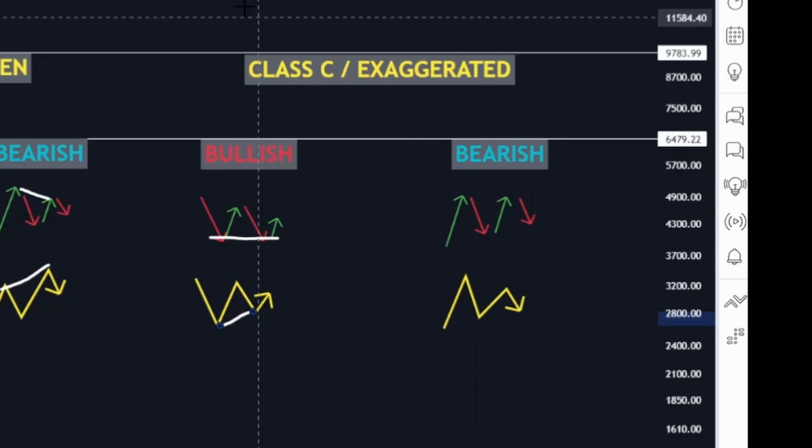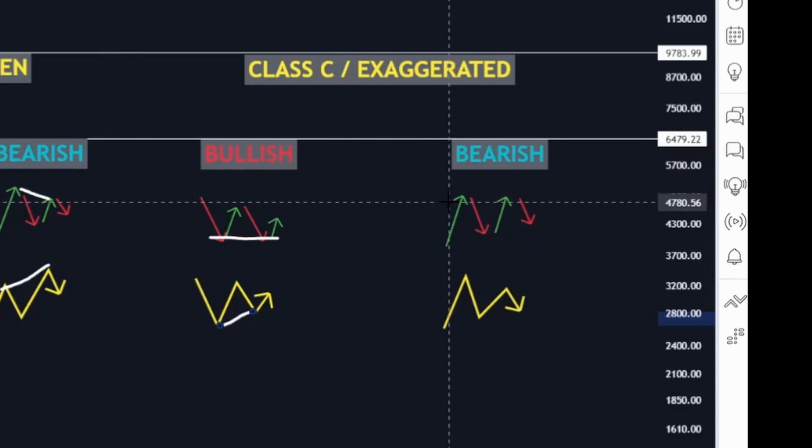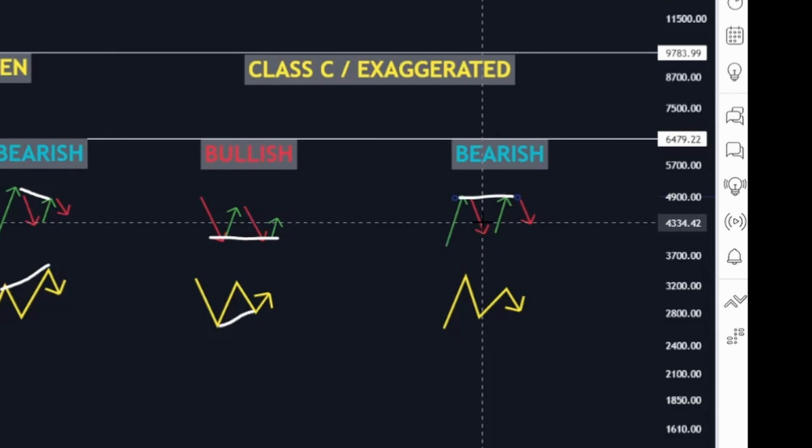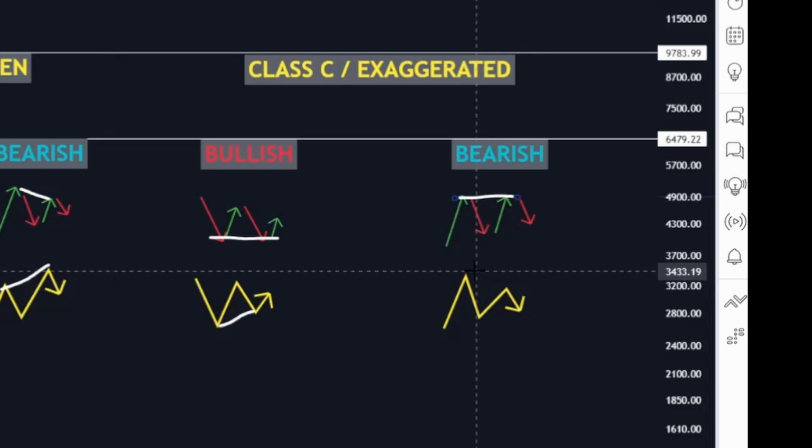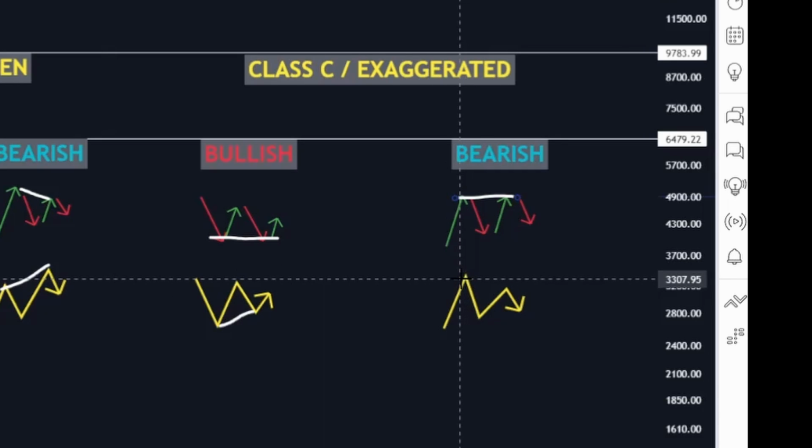And Class C, exaggerated bearish divergence, is the opposite of that, where you have a high but the same high, so you could draw a straight line across the top of that swing of price action, but the RSI or the indicator has a high but a lower high.